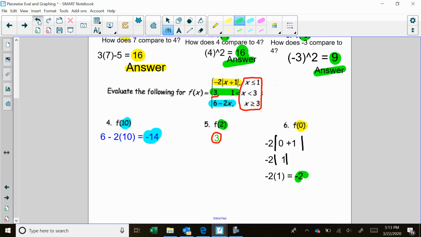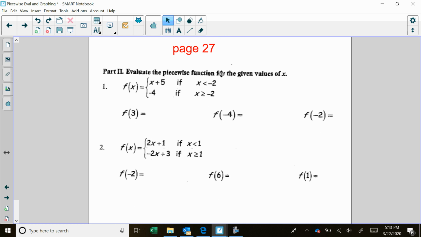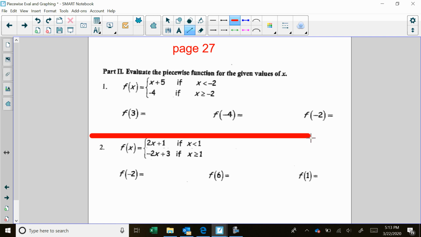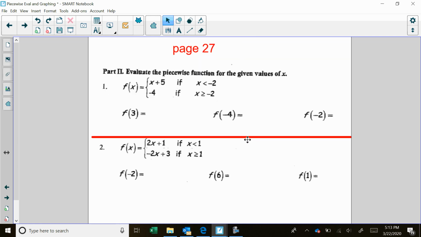Oop, wrong color. Gotta go with yellow. Okay. So I'm just going to do some more problems with you. On page 27, a few more problems. We've got two different problems, basically. We've got two different functions. So let's highlight these just so you have an idea. We got x plus 5, and we got -4.